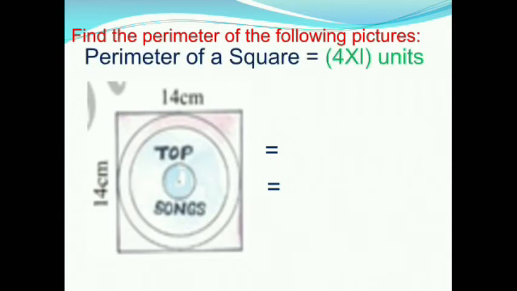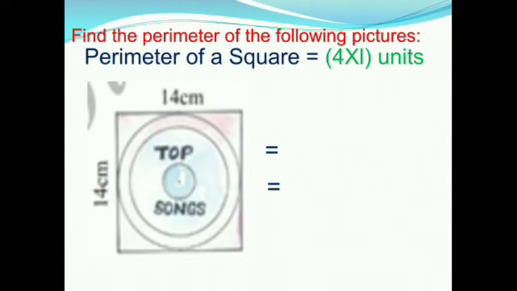Children, look at this picture. How does it look? Yes, it looks like a square. How are all sides in a square? All sides are equal. What formula should we use to find the perimeter of a square? Perimeter of a square is equals to 4 into L units. L means length.